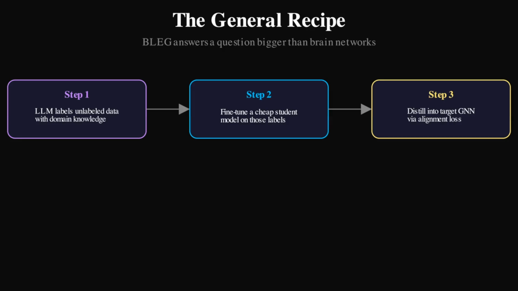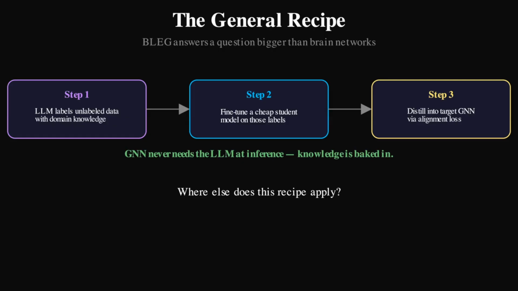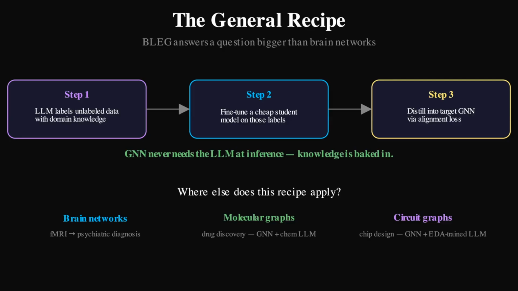The same approach could be applied to molecular graphs in drug discovery, to circuit graphs in chip design, to any domain where a GNN is the right model, but the features are sparse and a large pre-trained language model has relevant domain knowledge. For practitioners building graph ML systems, this is worth stealing. For researchers in computational neuroscience, the most exciting part is the qualitative result. A fine-tuned 8 billion parameter model reading a brain connectivity matrix and producing coherent clinical language. The path towards interpretable AI-assisted neuroimaging is genuinely exciting.